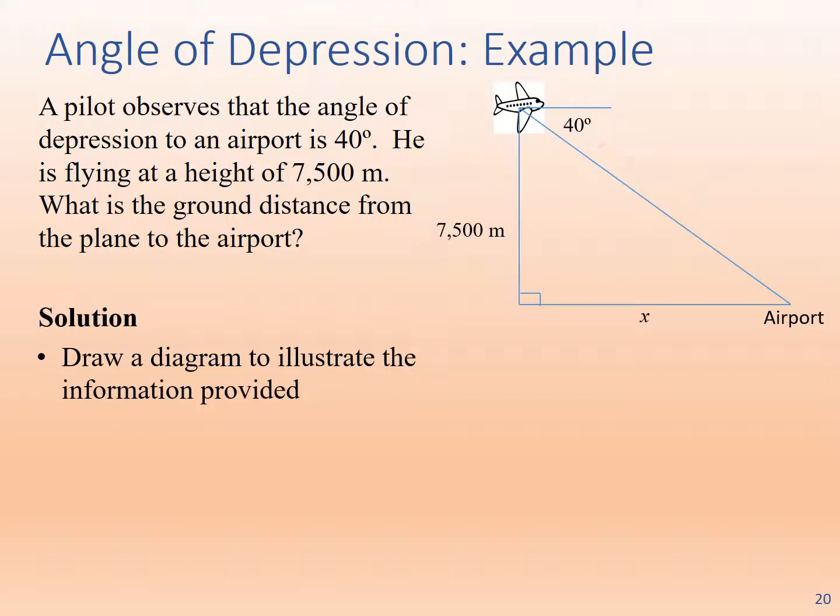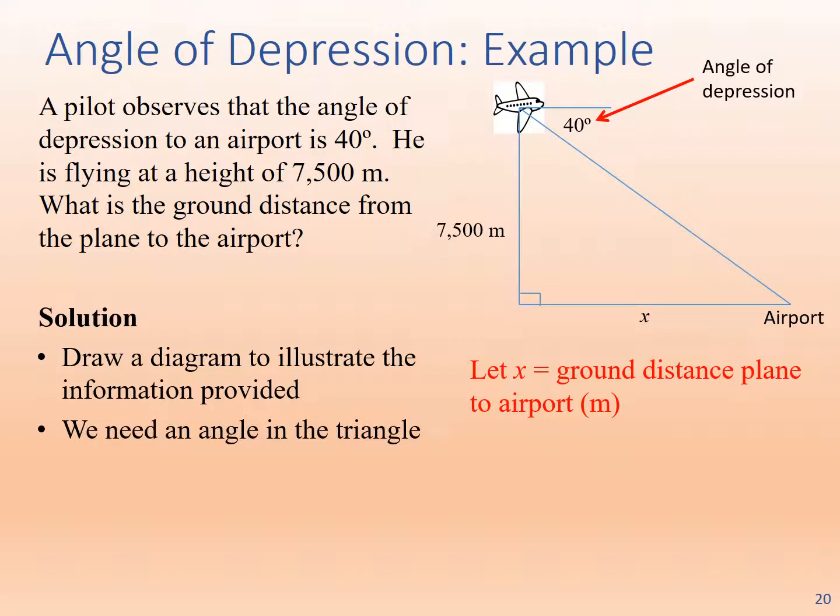The angle of depression is 40 degrees. The altitude is 7,500 meters, and the ground distance is what we're trying to find. We'll label that as X. We'll note that the angle of depression there is not in the triangle, so we can find one within the triangle, observing that we have a right angle there, so we subtract the 40 from 90 to get our 50 degrees in the triangle.